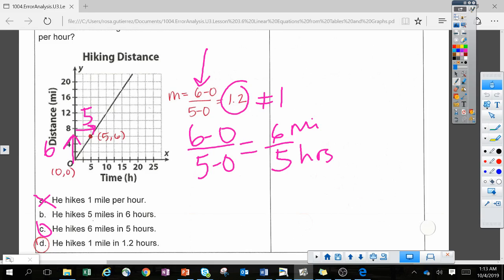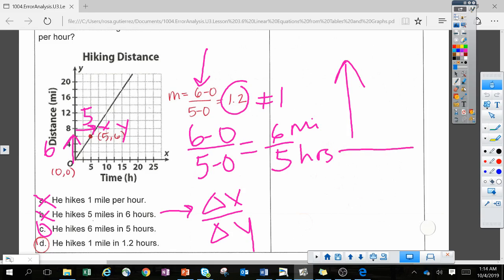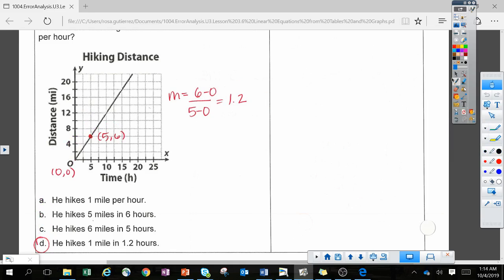If someone chose B, they were looking at the change in x over change in y. Okay? And that is how we plot our points, x, comma, y. However, when we're finding rate of change, remember it's the change in y over the change in x. And we saw this when we did rise over run. Okay, I'll let you catch up, and then I'm going to clear our annotations, and we have one more question.